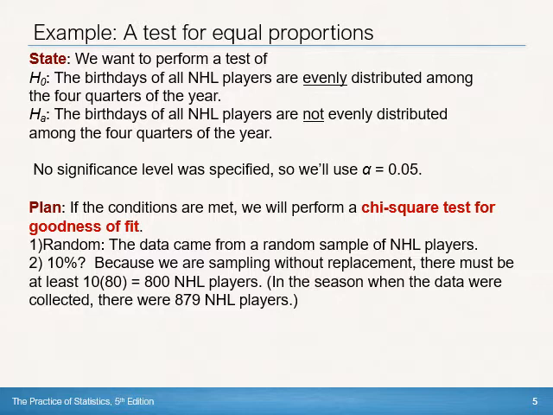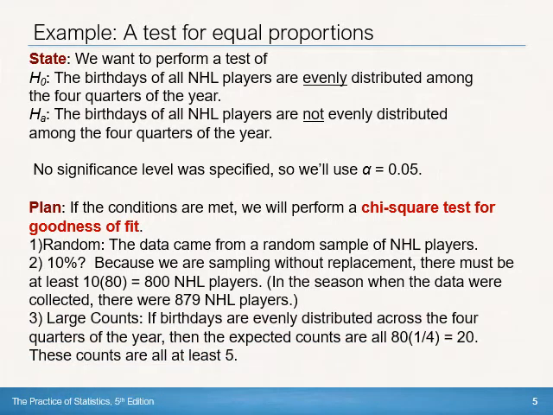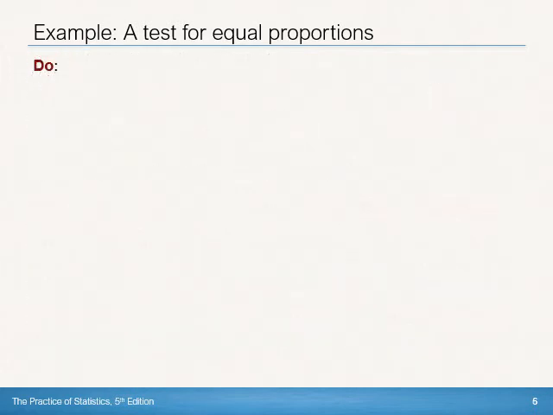We have to make sure that the expected values are all over 5. If the null hypothesis is true and they're evenly distributed, then we would expect 20 in each of the quarters, and indeed, that is more than 5. Okay, so go ahead and calculate that using the same procedure that we did for the M&M's calculation.